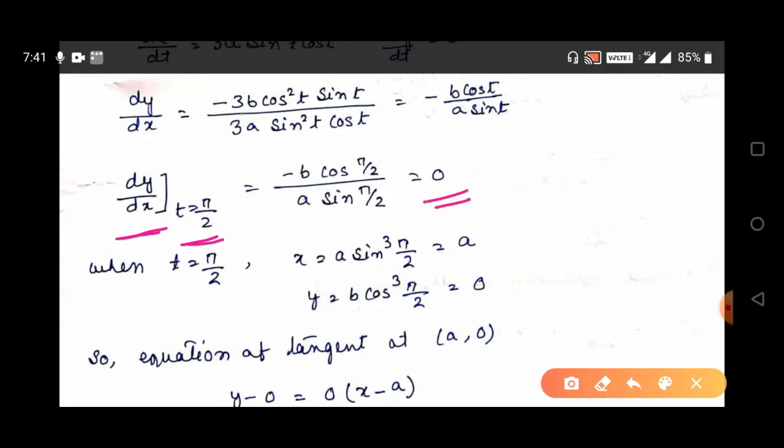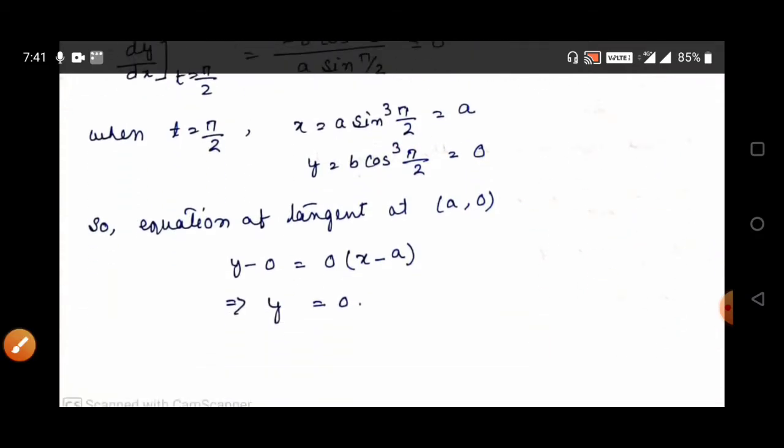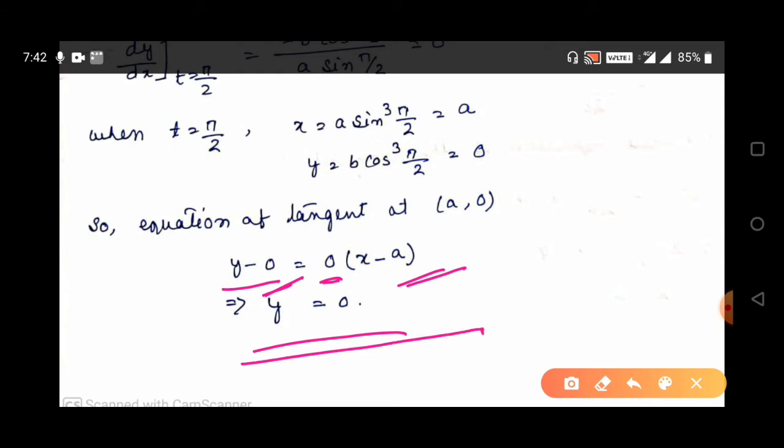Now we have to find the point. At that point we have to find the equation of the tangent. So if we put t equal to pi by 2 here, then x is equal to a and y is equal to 0. So the point is (a, 0) and the slope of the tangent is 0. So the equation of the tangent will become y minus 0 equals 0 into (x minus a). 0 is the slope, the value of y naught is 0 and the value of x naught is a. So from here we will get y is equal to 0.